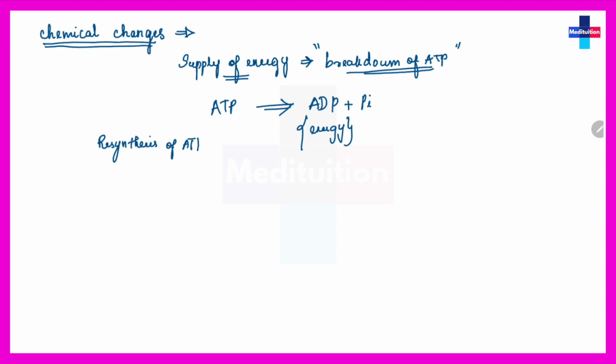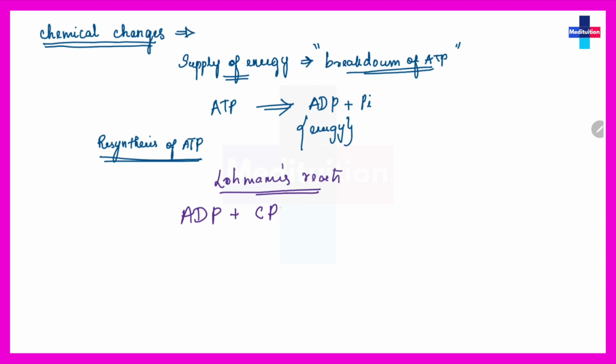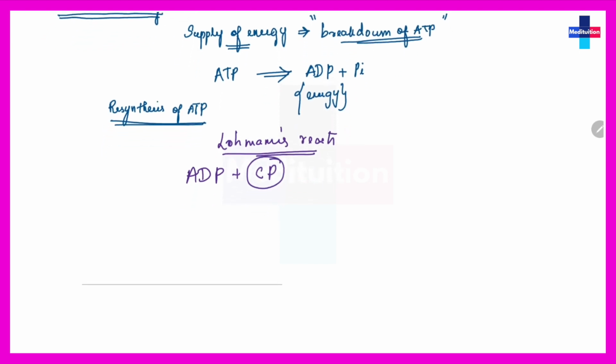The resynthesis of ATP is done by many processes, but one important process which has to be mentioned is with the help of Lohmann's reaction. What is Lohmann's reaction? Actually, our ADP, which has been given as energy, this ADP has been combined with CP. What is CP? It's not Connaught Place. Please remember it is creatine phosphokinase. Okay.